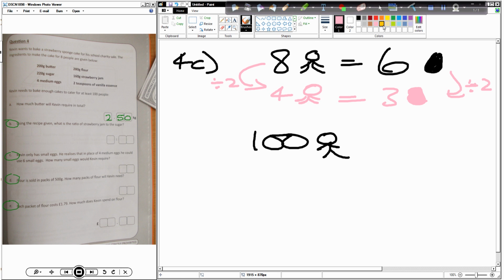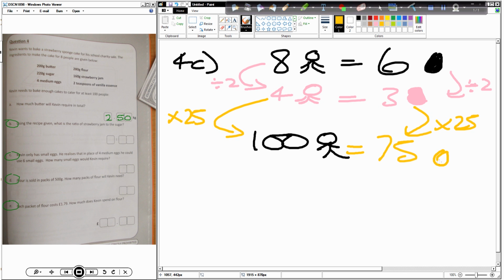Now, we want to get from 4 people to 100. To get to 100, we times that by 25. So we have 3 times by 25. That will give us an answer of 75 small eggs is the answer for question 4C.